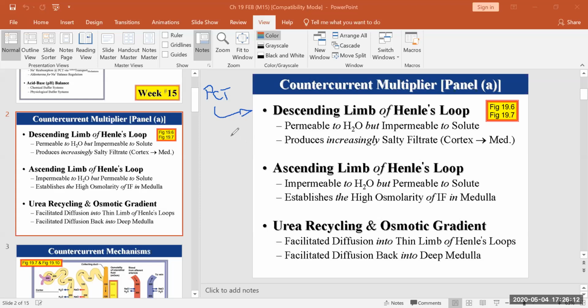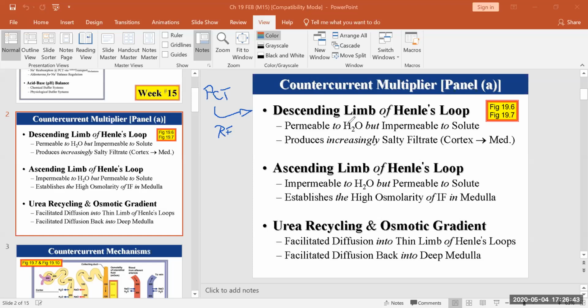And as the renal filtrate, RF, travels through that descending loop of Henle, and this is where you see it on figure 19.7 on panel 2. As it goes down, water is leaving, right? Because that descending limb is permeable to water.